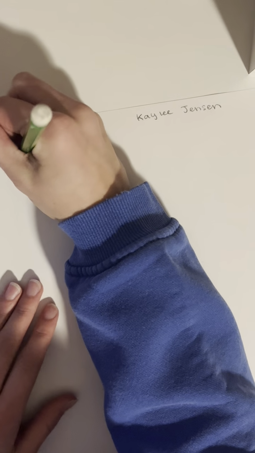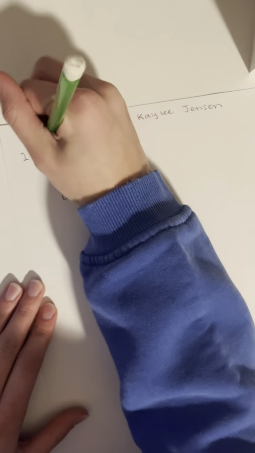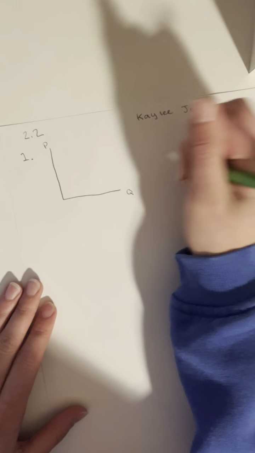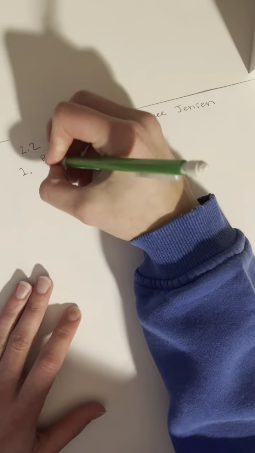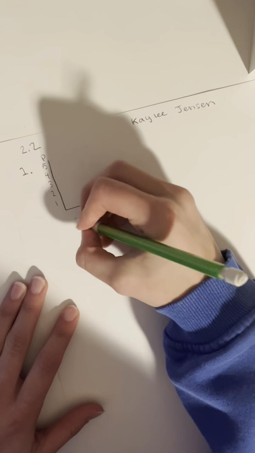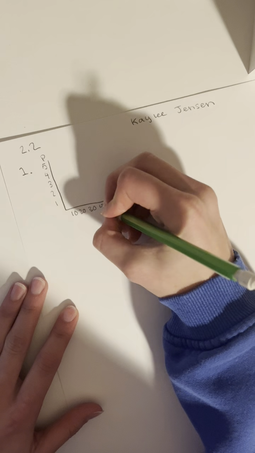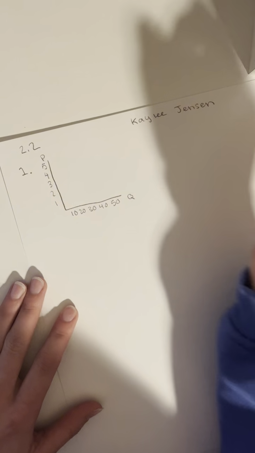So for number 1, I'm going to make my graph here, price and quantity. And then we're going to have our prices 5, 4, 3, 2, and 1. And our quantity is going to go up 10, 20, 30, 40, and 50.